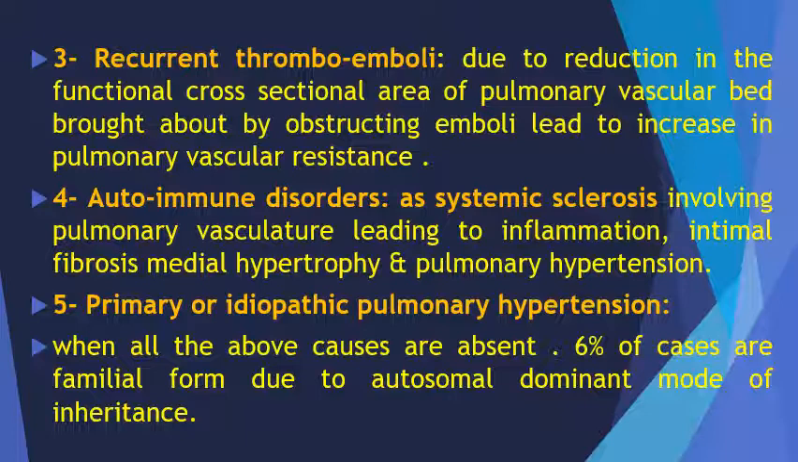When all the above causes are absent, we call it primary or idiopathic pulmonary hypertension, with unknown cause. Idiopathic means we don't know the cause of it. 6% of the cases are familial, due to an autosomal dominant mode of inheritance.